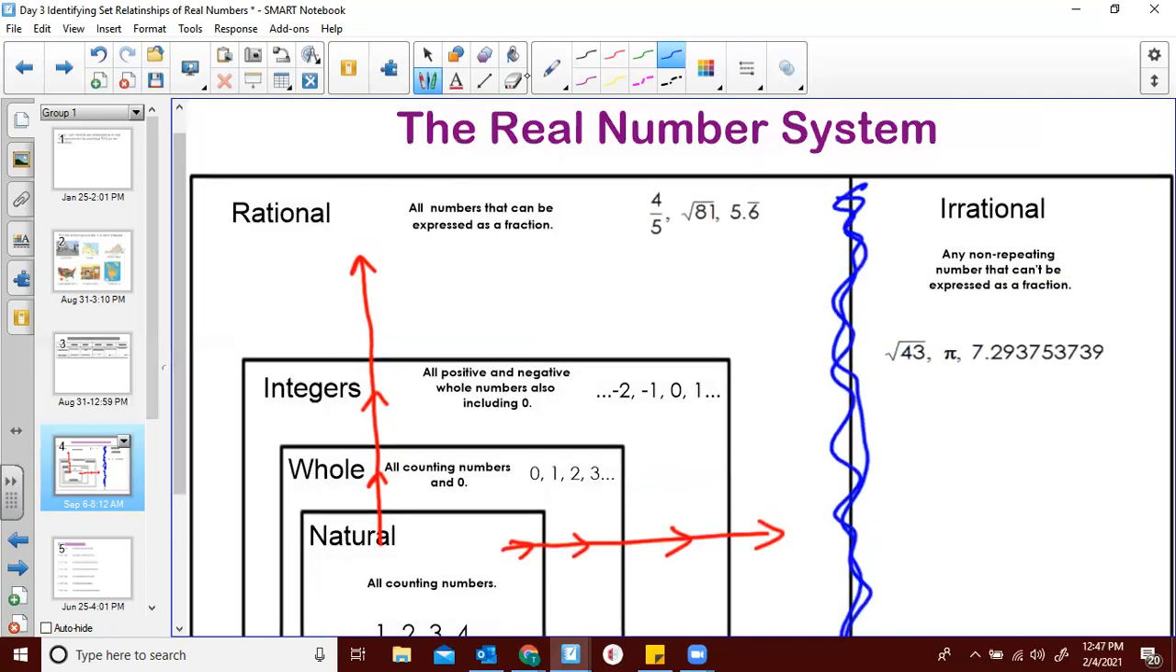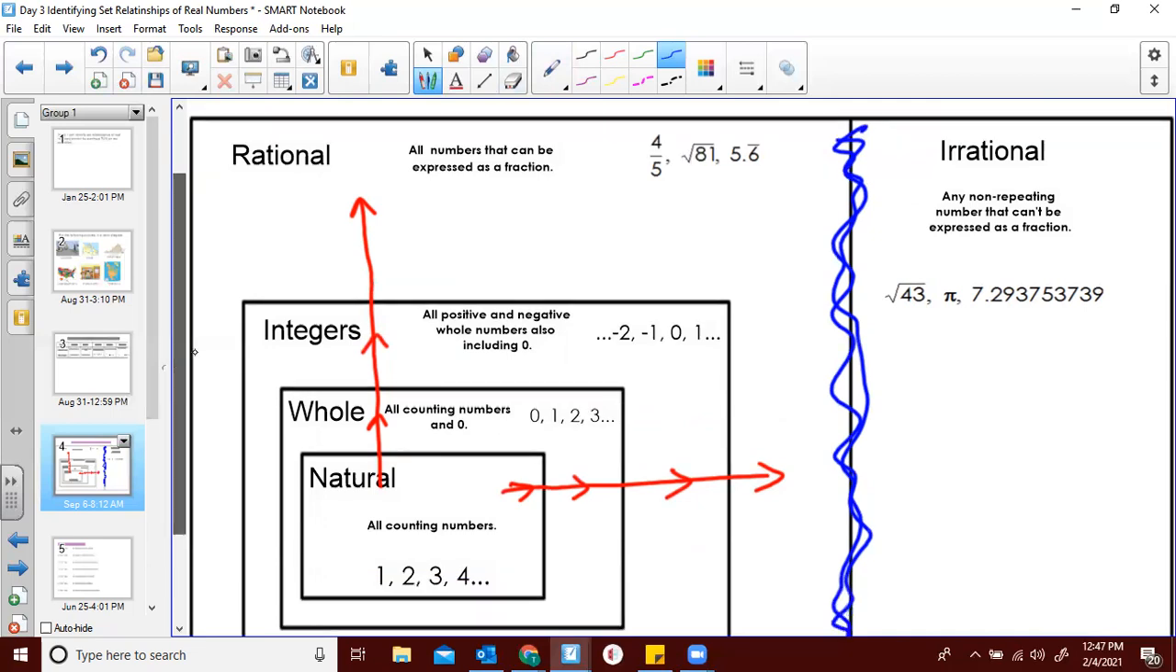And another thing to remember is that all of our numbers are real. So if I say all my rational numbers are real, true. All my integers are real, true. Whole, real, true. Natural, real, true. Irrational are real as well, true. All of our numbers are real. So if you get a question that has the word real in it, chances are it's going to be true.